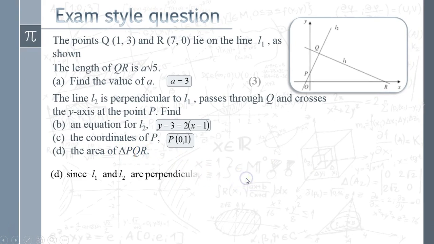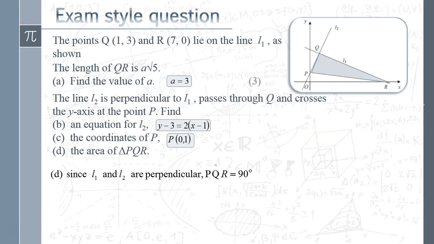And finally, on we go to part D, where we've got to find the area of PQR. So let's have a look at that. So we know that L1 and L2 are perpendicular, so we've got a right angle at Q. So that's the right angle triangle that we're going to have to find the area of. We've already got the length of QR, which was 3 root 5. So what we're going to need is PQ, that length there, and then we've got half base times height again.